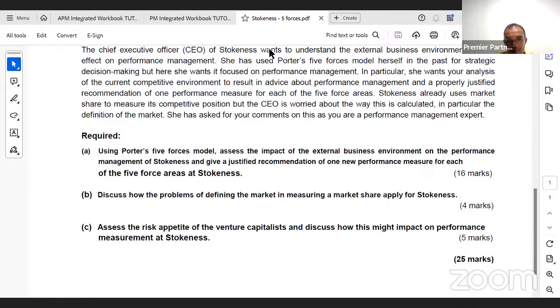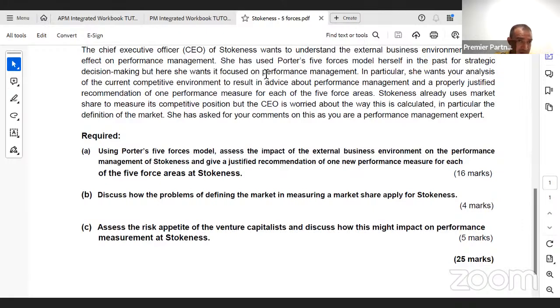Right, third part. Assess the risk appetite of the venture capitalist. First question, and before end is one question, after end is another question. Now, discuss how this might impact on performance measurement at Stokes. So what is the risk appetite of venture capitalists normally?